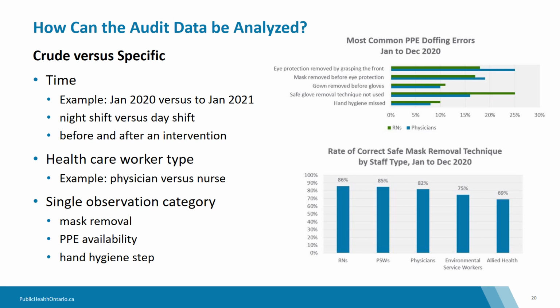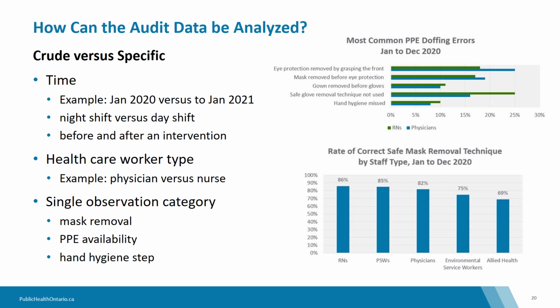In order to determine where the issues are really occurring and where your resources would be best used, you will want to calculate more specific compliance rates. These rates may be based on time of year, for example, winter versus summer, night shift versus day shift, or by healthcare worker type. For example, what are the compliance rates for PSWs versus physicians versus nurses? If you are specifically concerned about one aspect of the donning or doffing process, you may also calculate a rate for that particular step. For example, how often is the mask being removed using the safe removal technique?